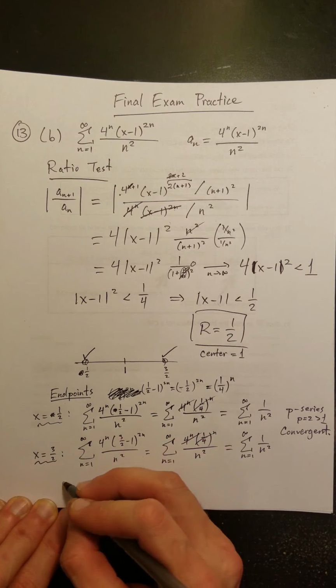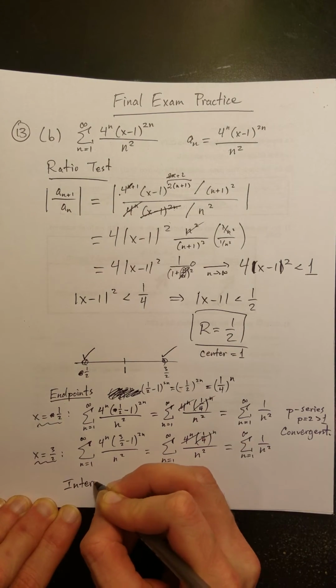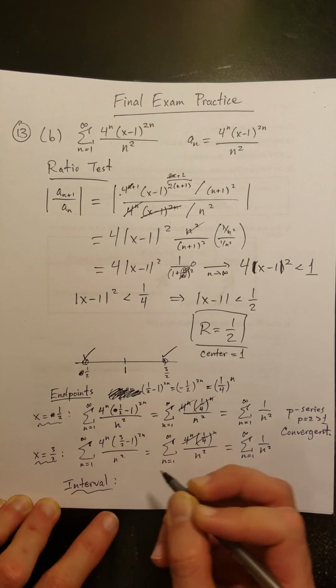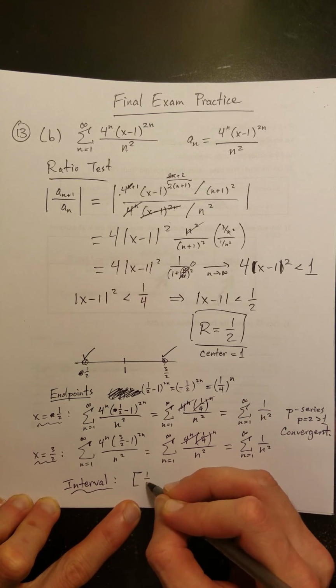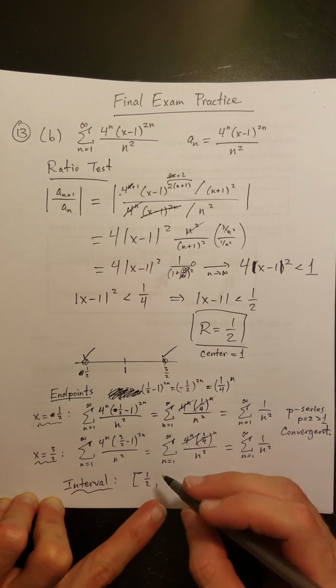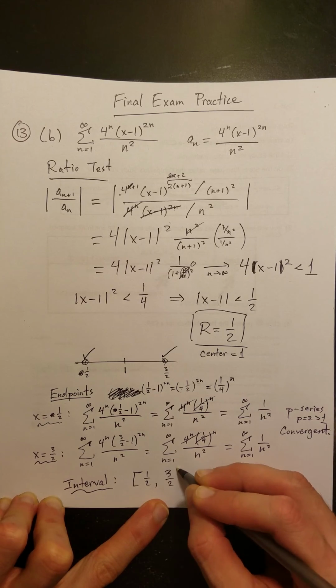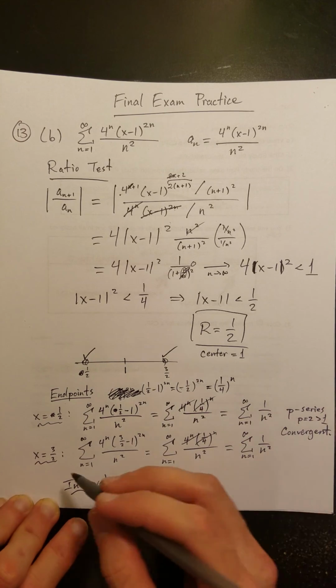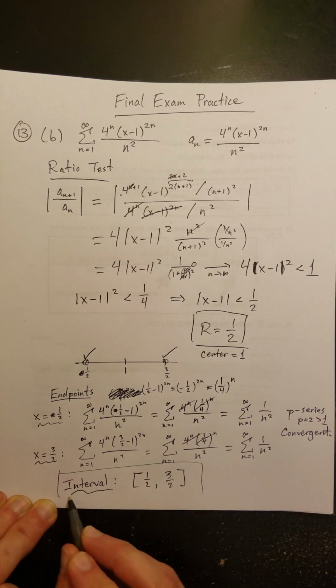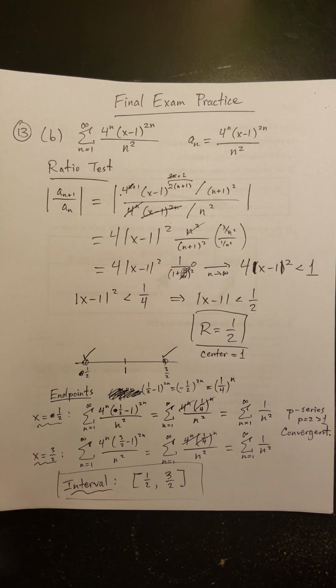So we'll include both endpoints into our interval of convergence, and so our interval is going to look like this. So 1/2 to 3/2, and we include both, so we put the square brackets. All right, and that finishes off problem 13b for us.